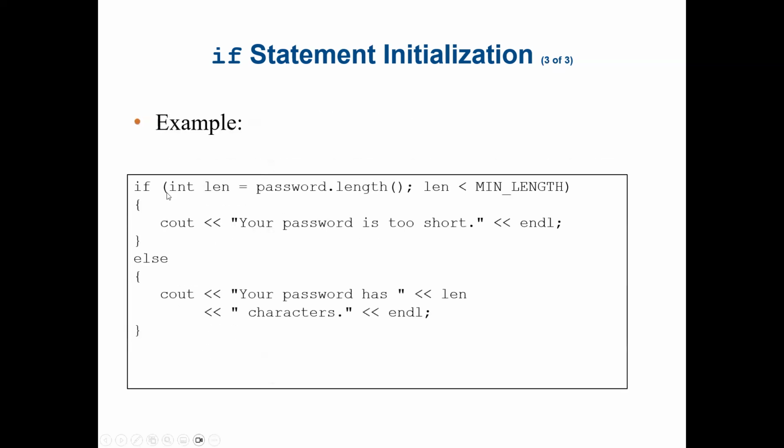So that's a good example here. Here we declare a variable named len, and we initialize it to the password length. So if the password length is 10 characters, then it means we initialize the variable len to 10. Now, when we finish initializing it to 10, then we check if the length is less than the minimal length. So is 10 less than the minimal length? If it's true, then we execute: your password is too short. But if it's false, then we say your password has whatever length it was.